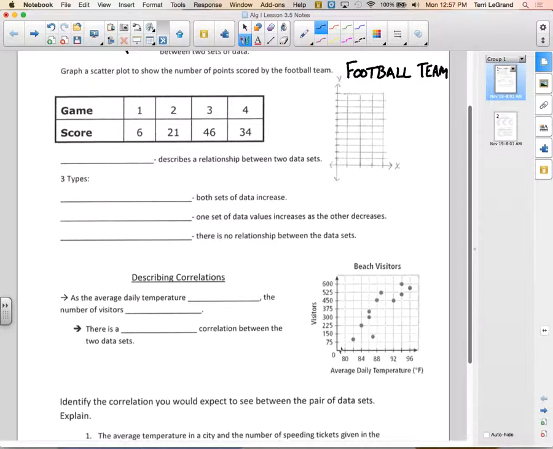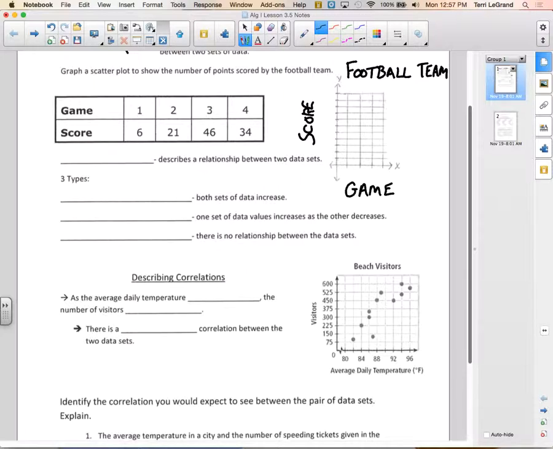I'm going to look at the coordinate plane that I've set up there for you, and I'm going to say, you know what? For games, I only need the values 1, 2, 3, and 4. But for the scores, the lowest score is 6, and the highest score is 46. So do we think we want to put the scores on the x-axis? No. I think it might be a better choice to put the game on the x-axis. So we're going to label the x-axis as game, and the y-axis is going to represent the score of that game.